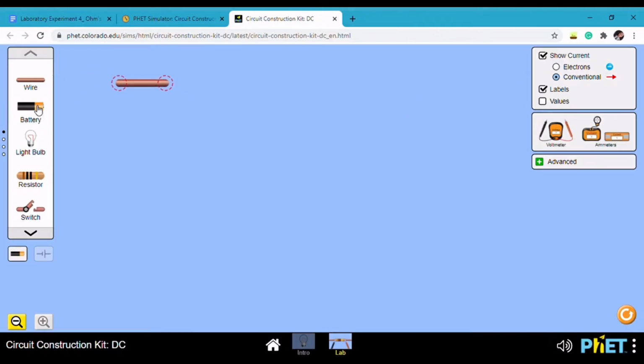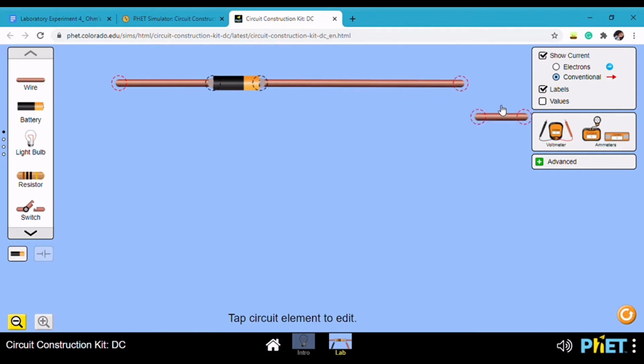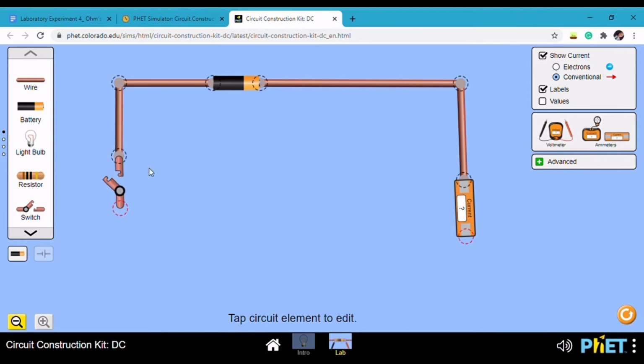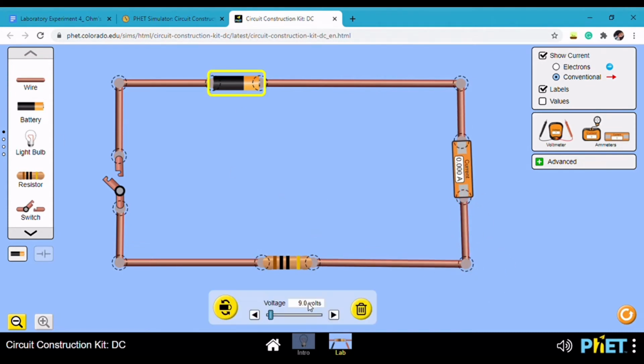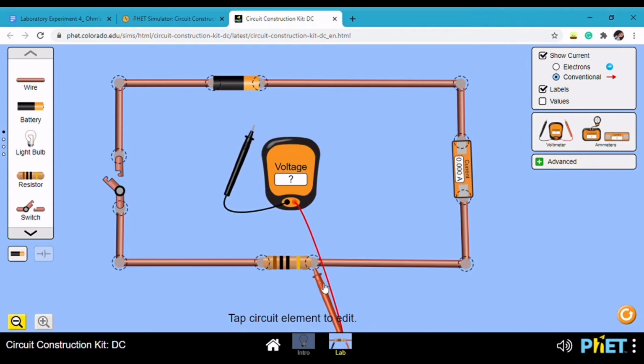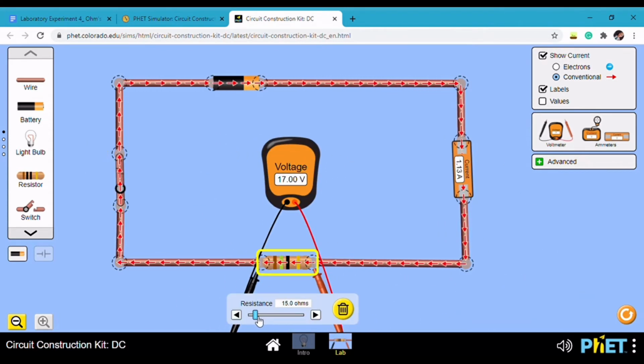To make our complete circuit, we used the wire, battery, resistor, and a switch. To measure the current through the circuit, we used the ammeter, and a voltmeter was used for the voltage measurements. The voltage of the battery was decided by our group to be set at 17 volts, which was equal for all 5 trials. The increasing values of the resistors were applied in each trial.